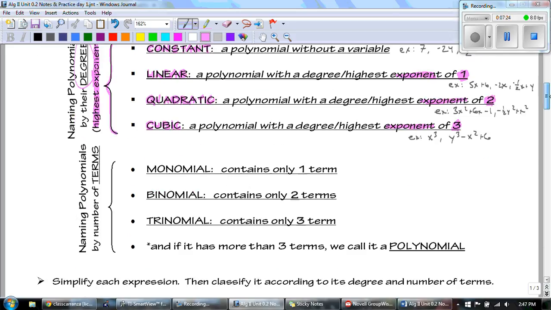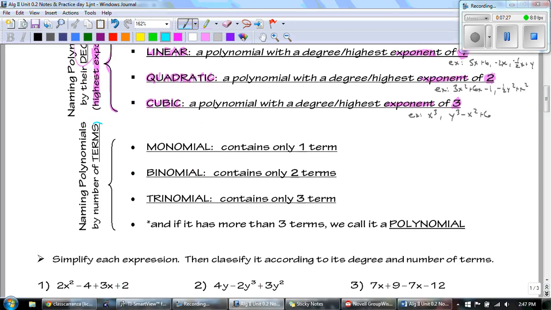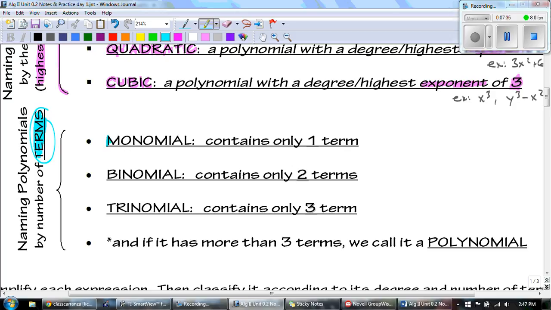Now, another way to classify it is by the number of terms. When we're looking at the terms, the first one is a monomial. If it's a monomial, it means there's only one term there. So maybe it's a 5 or x cubed or negative 1/2 y squared. There's only one thing there. When we're looking at terms, it does not matter about the exponent.